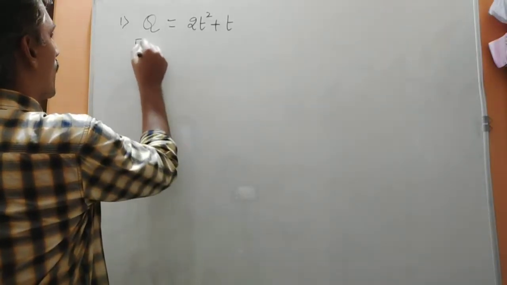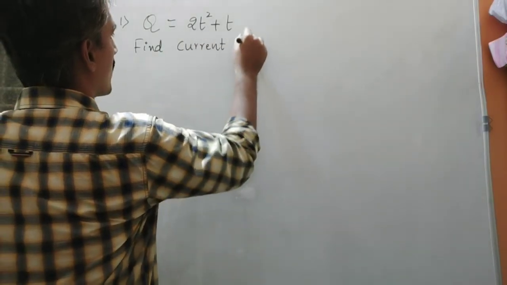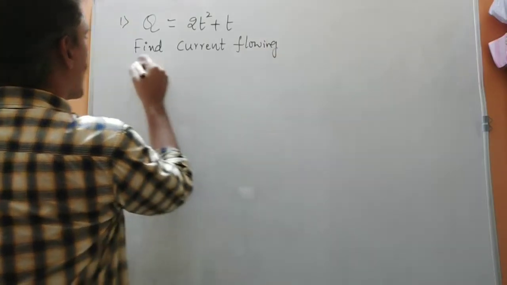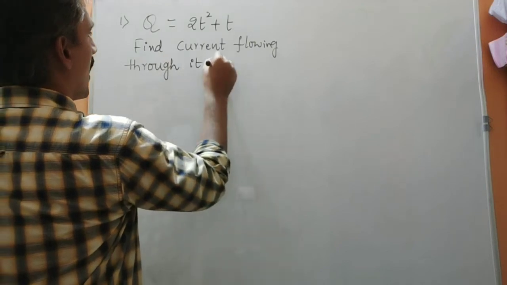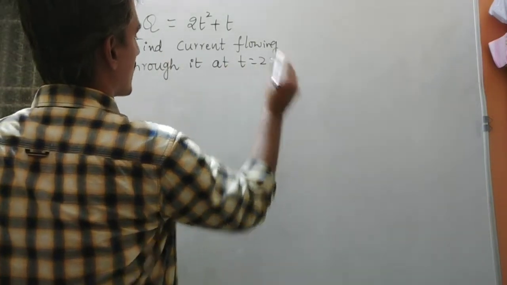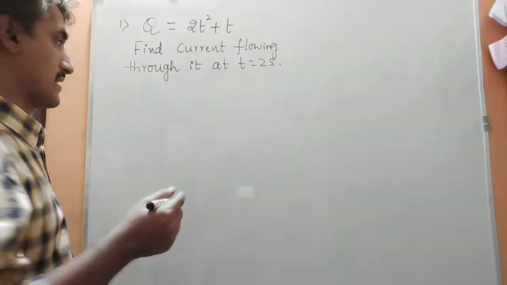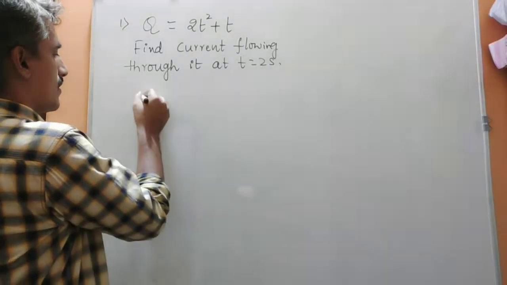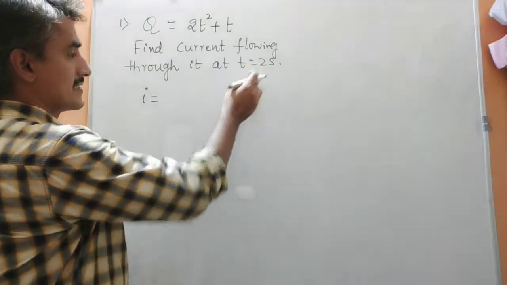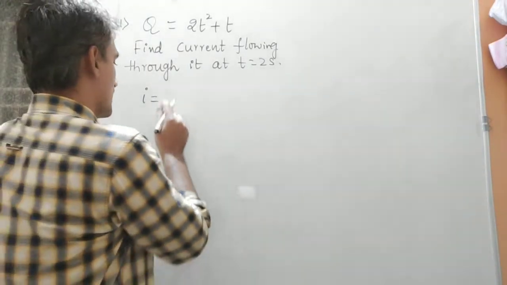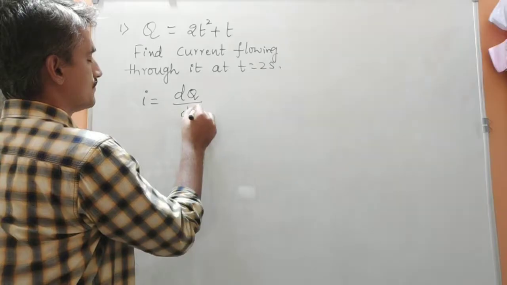So now find the current flowing through it at t is equal to 2 seconds. Exactly at t is equal to 2 seconds we have to calculate. So if we want to write the formula for I here, it's an instantaneous current. Why? Because exactly at 2 seconds we have to calculate. So it's an instantaneous current. It can be written as dq by dt.